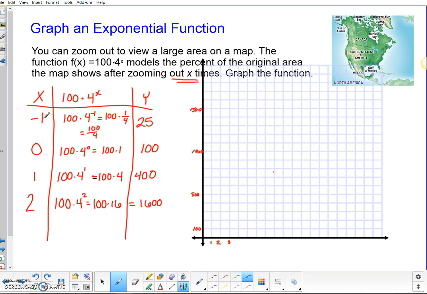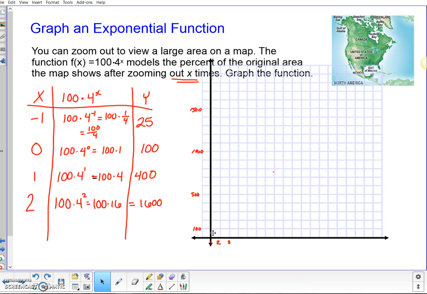Alright. So, x is -1. Oh, here, let me fix that. There you go. Now I have -1 on my graph. You can always add on to your graphs. And y is 25, so that's like a fourth of the way up the square. X is 0, y is 100, x is 1, y is 400, and x is 2, y is 1600.